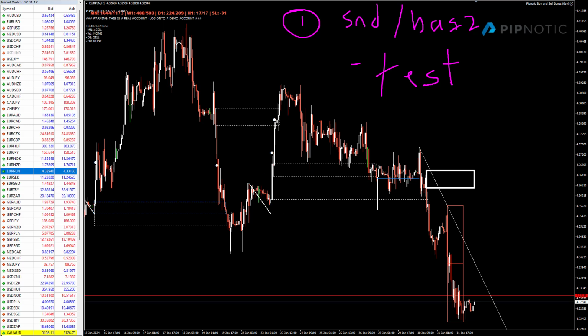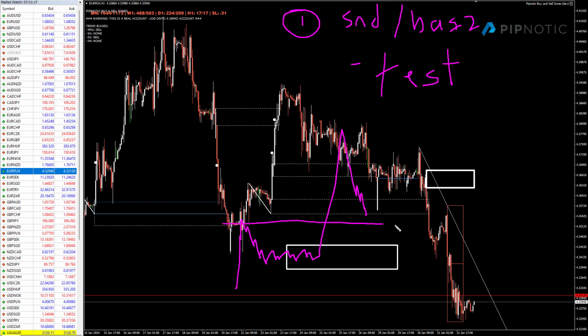Let me just draw one so we have a perfect example. So we have price does this, forms a zone, it forms a high, comes down, forms a zone, then goes up, comes down, tests a high, and then moves higher.